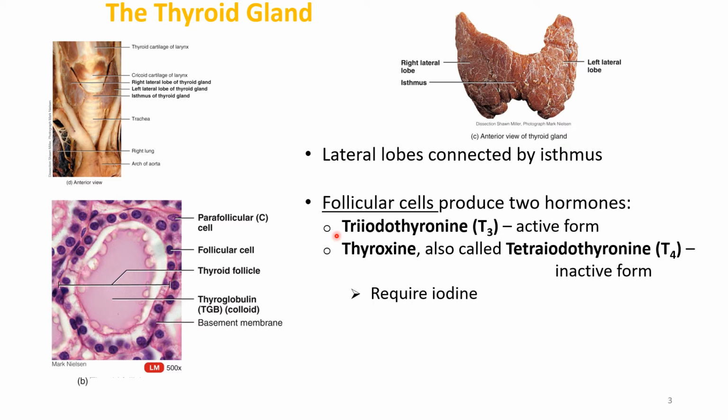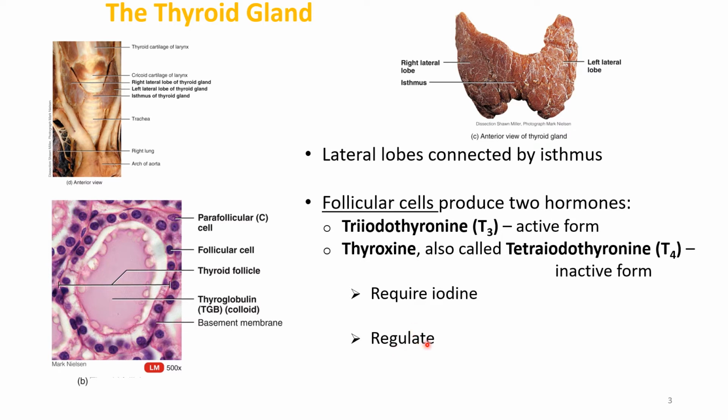Now, the reason why they've got this big, long, old name is that triiodothyronine means that there are 3 iodine molecules that make this up. And tetra means 4, so that's why it's called tetraiodothyronine, and that's why these are called T3 and T4. They require iodine to be made into their hormones.